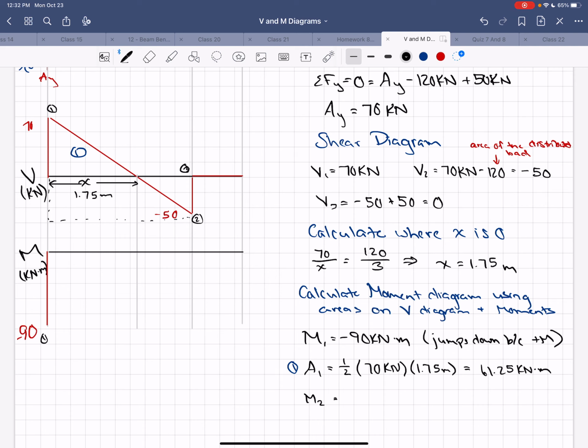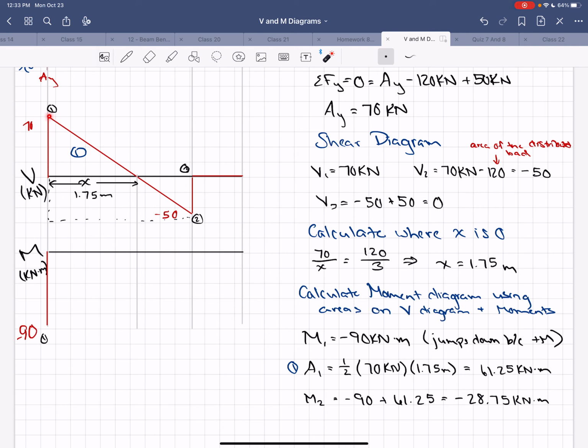So then to find M2, it equals negative 90 plus 61.25. And that is negative 28.75 kilonewton meters. So now this is a straight line that's decreasing, so we're going to need a curved line here, and we need to figure out how it's concave, what concavity it has.